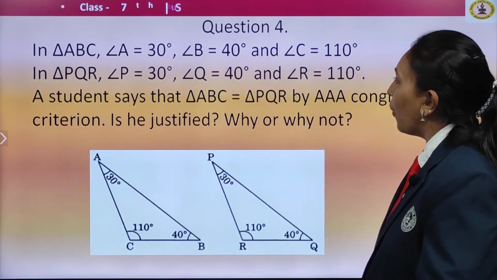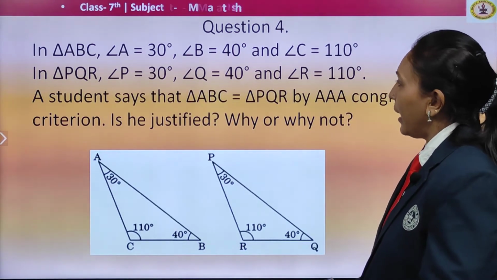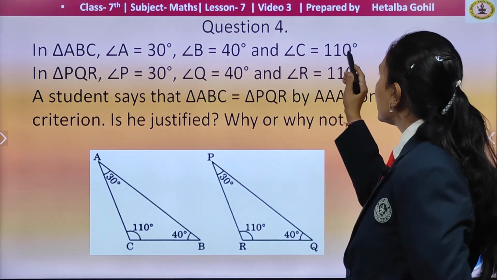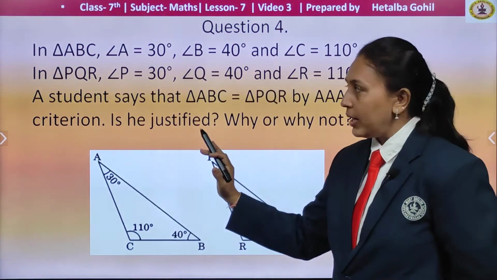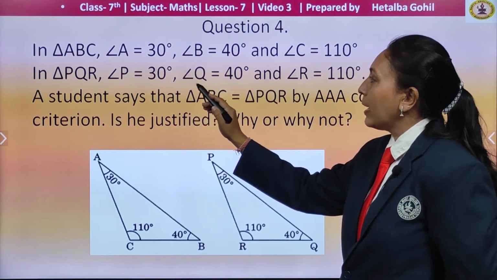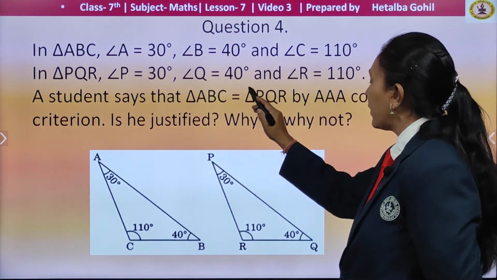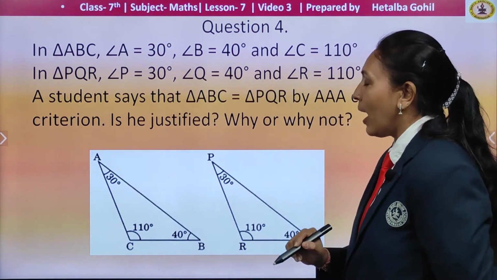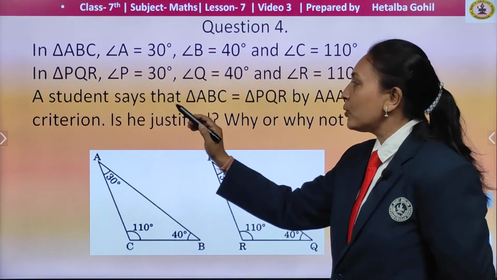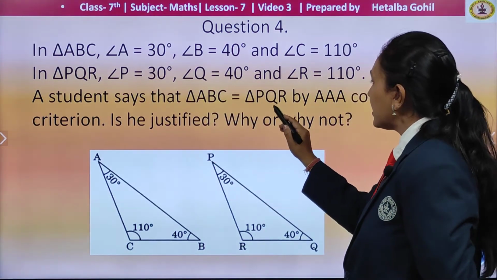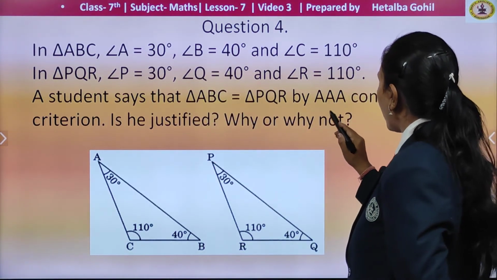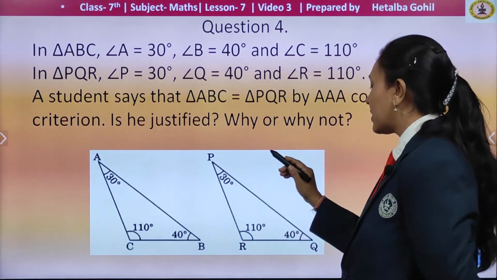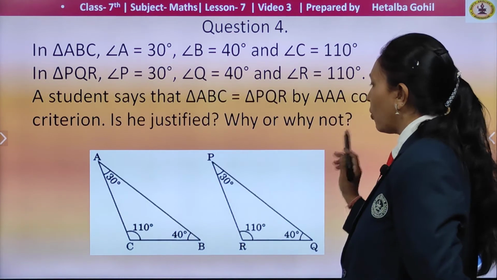Question number 4. In triangle ABC, angle A is 30, B is 40 degree and C is 110. Similarly, in triangle PQR, angle P is 30 degree, Q is 40 degree and angle R is 110 degree here. Now, the question is, a student says that triangle ABC is equal to triangle PQR by AAA congruence criteria. Is he justified? Why or why not?